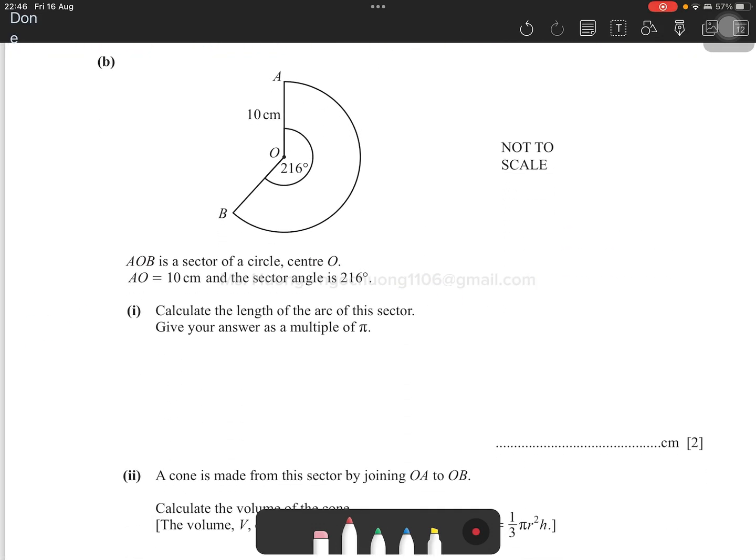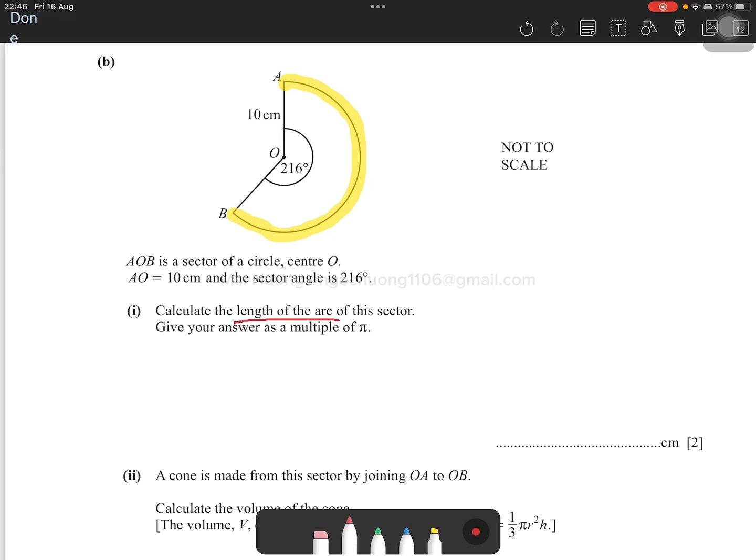B. AOB is a sector of a circle, center O. AO equals 10 centimeters and the sector angle is 216 degrees. Calculate the length of the arc of this sector, which means we need to find this length.